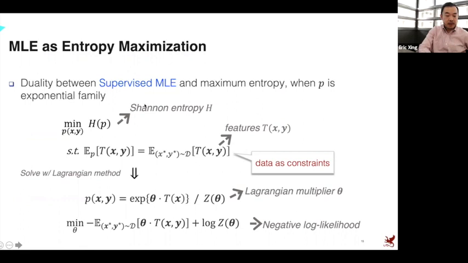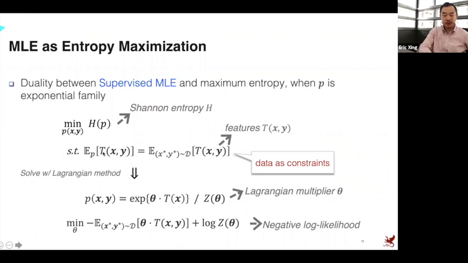What you do is define your target distribution P, and then instead of maximizing the likelihood, you now minimize the negative entropy defined over the P distribution, subject to a constraint which requires the expectation of your sufficient statistic under the target distribution to be equal to the data expectation, basically the empirical counts of your sufficient statistic in your data set. So here you can see that the data is used as a constraint on the original distribution.